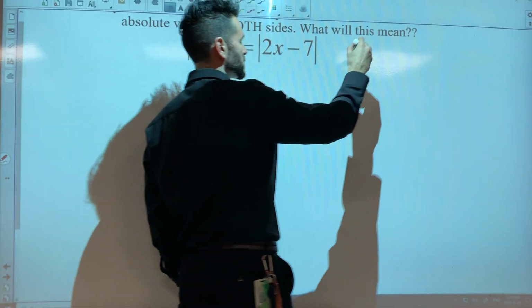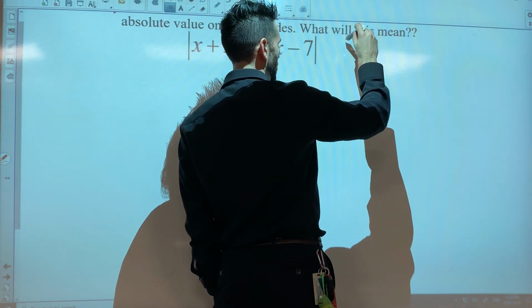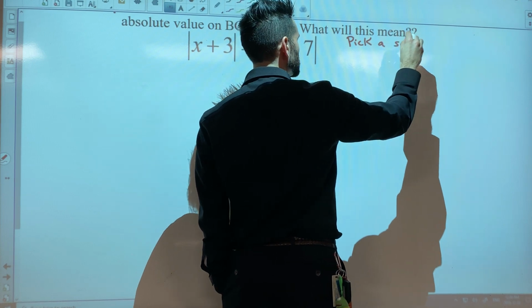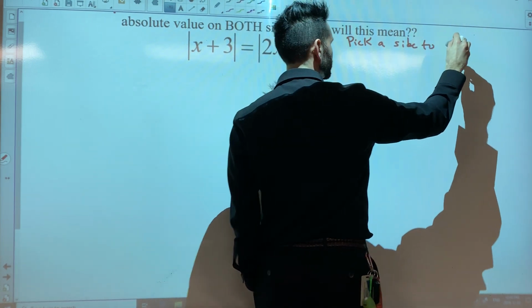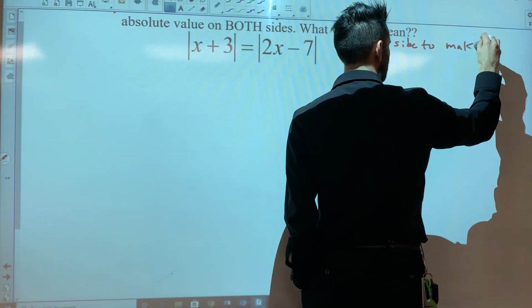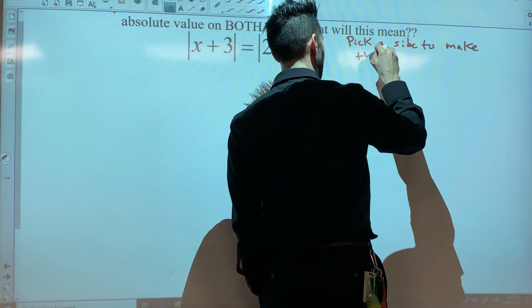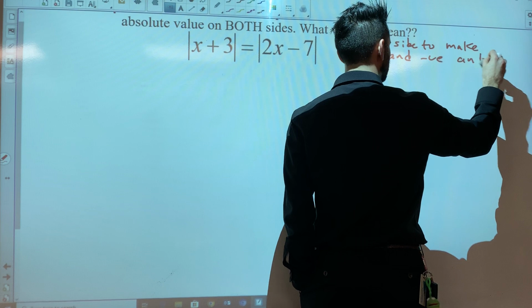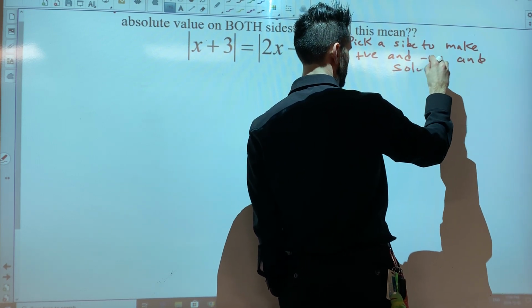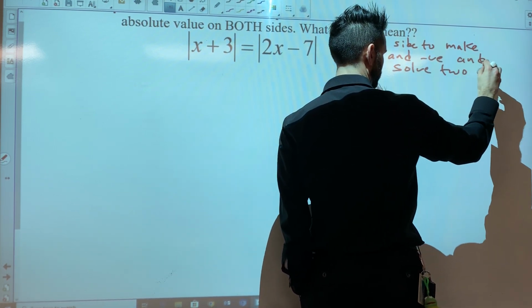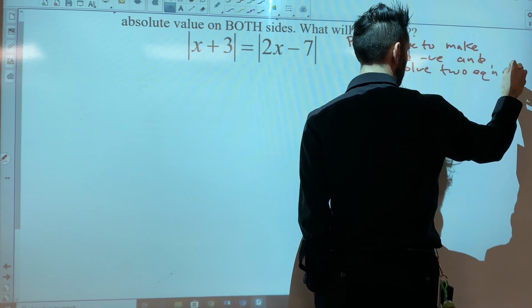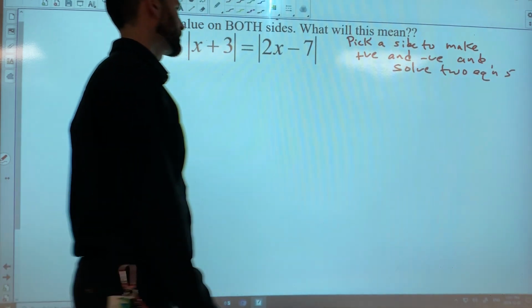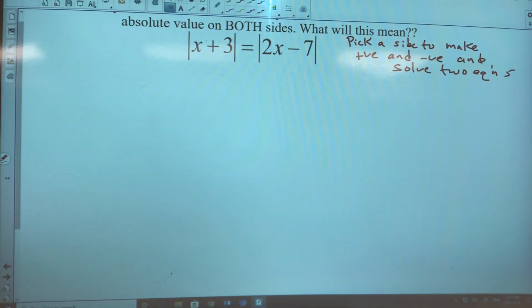Okay, so I guess I'll write that down. Pick a side. So you're still just going to solve two equations. Two equations, whatever. My shorthand for equations, EQN apostrophe S.